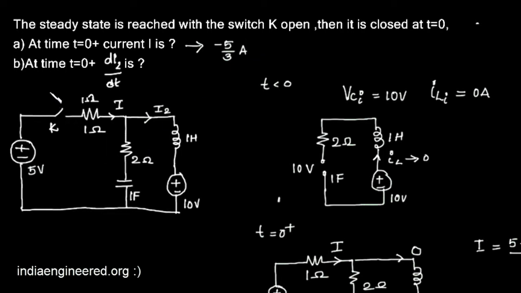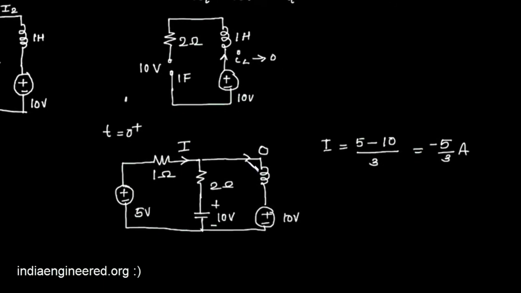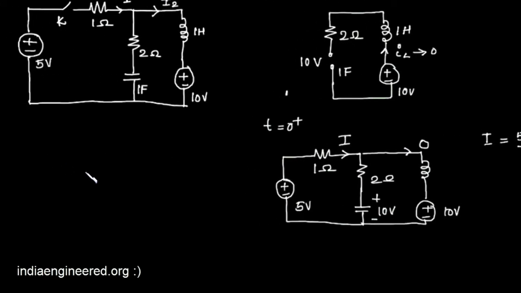Now we have to find out at time t equal to 0 plus what is di2 by dt. It is clear that the current I2 is 0, but that doesn't mean its derivative is 0, because it is tending to change once the switch is closed. So we have to find out what is di2 by dt. How can we do that? What is the voltage across the inductor? The voltage across the inductor is L di by dt. So in this equation lies our solution. That means what is di by dt? It is the voltage across the inductor divided by the inductance.